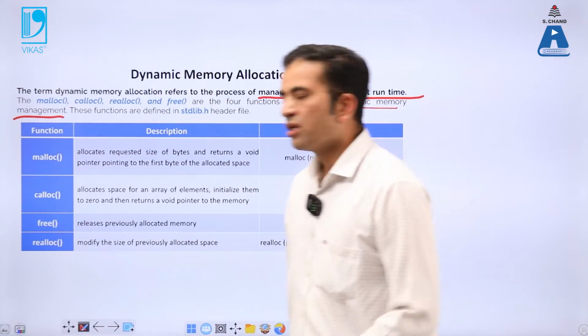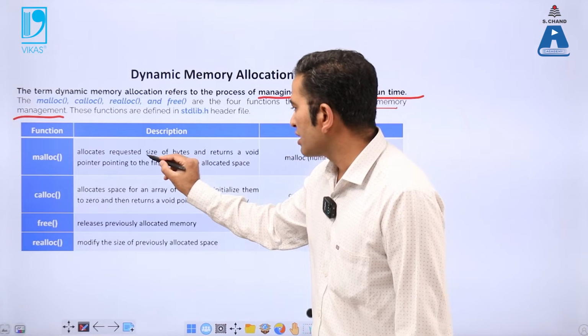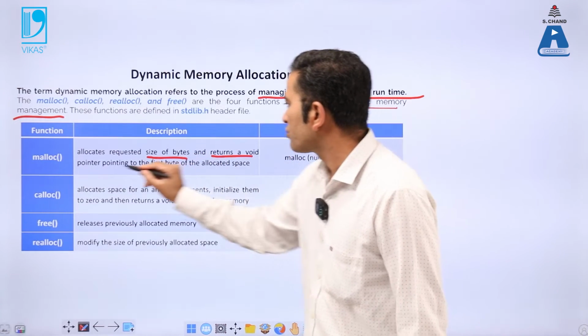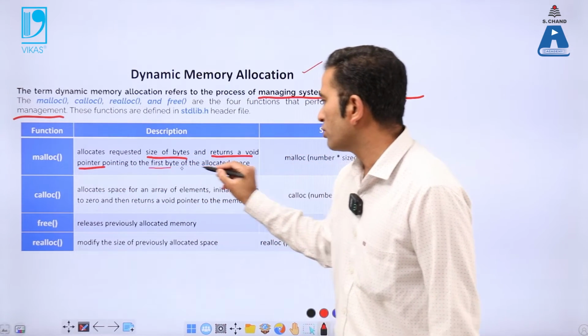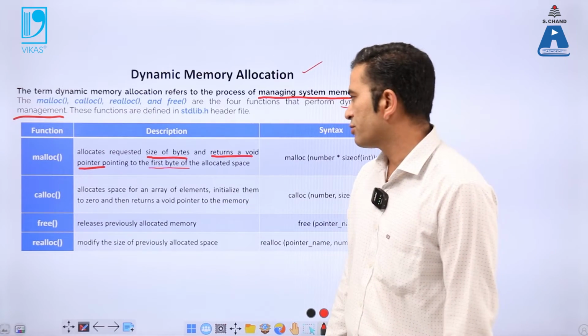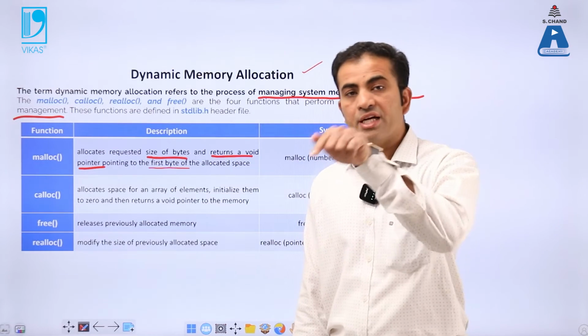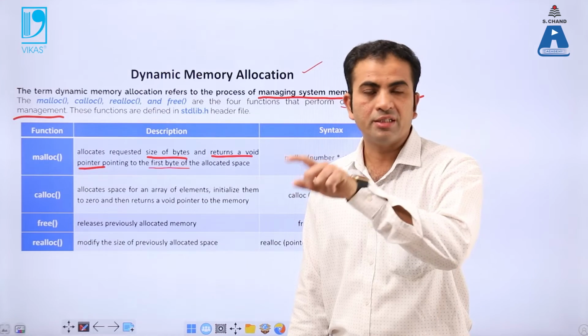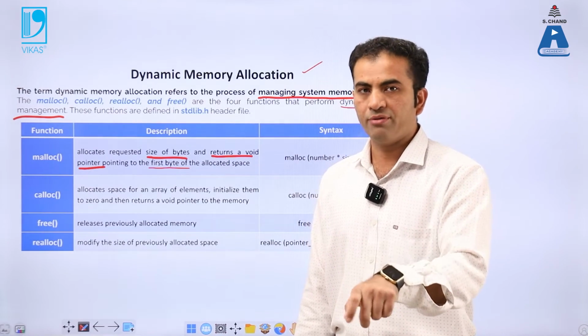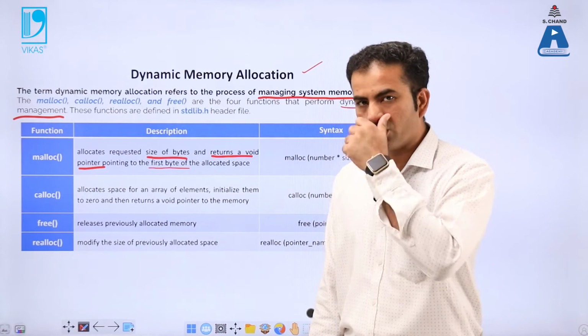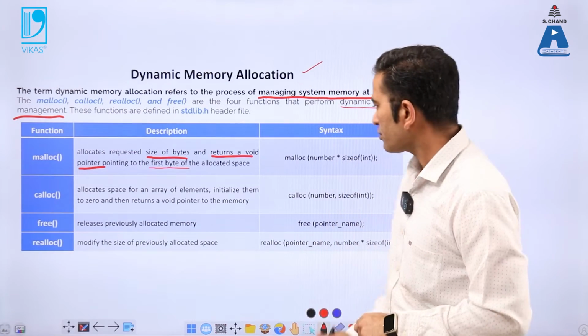Okay, malloc allocates the requested size of bytes and returns a void pointer pointing to the first byte of the allocated space. Void pointer, we have studied, is the generic pointer. The generic pointer is called the void pointer. We have already covered this topic, so you can refer to that video.